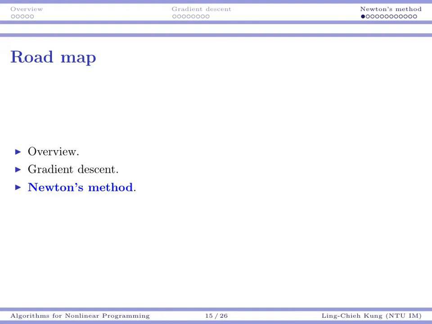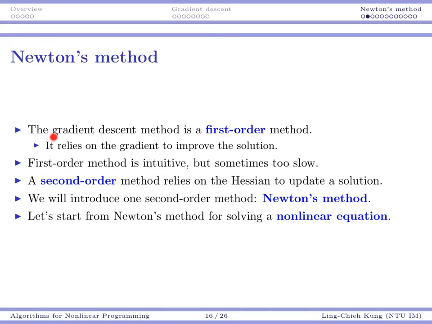Okay, now let's talk about our next method, which is Newton's method. The gradient descent method is a first order method. Why is that? Because we give it this name because we rely on the gradient to improve our solution. And as you know, gradient is basically first order derivatives. First order methods are intuitive, but unfortunately sometimes they are too slow.